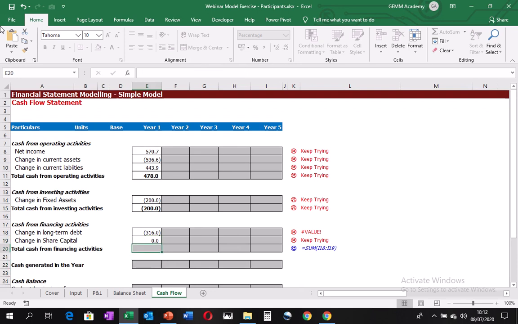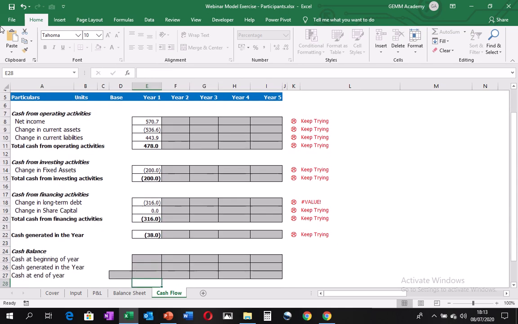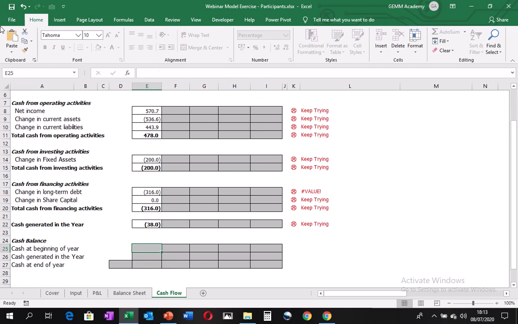So we've gotten to all the items under financing activity. So we just need to do a sum. Sum that. We've got that. Then cash generated in the year will be a sum of cash flow from operating activities, cash flow from investing activities, and cash flow from financing activities. So those three items. Then we've come to our cash balance.